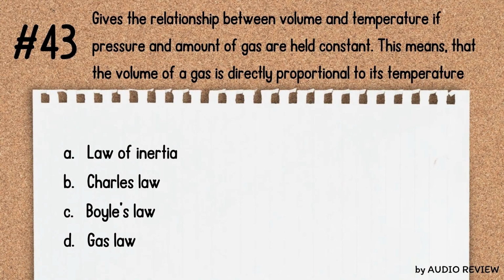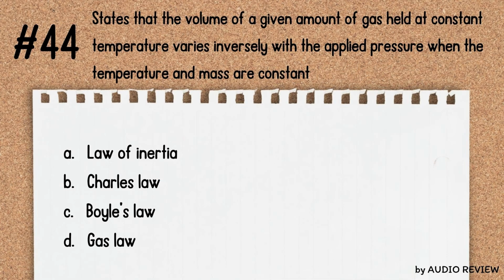Question number 43. Gives the relationship between volume and temperature if pressure and amount of gas are held constant. This means that the volume of a gas is directly proportional to its temperature. A. Law of inertia. B. Charles' law. C. Boyle's law. D. Gas law. The answer? It's B. Charles' law. Charles' law. Gives the relationship between volume and temperature if pressure and amount of gas are held constant. This means that the volume of a gas is directly proportional to its temperature. Charles' law.